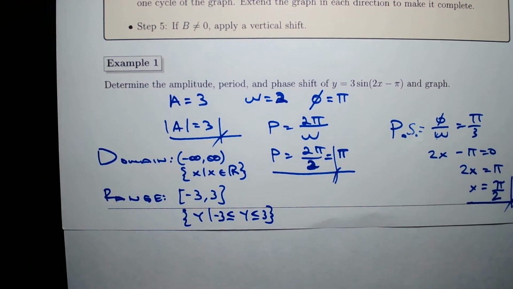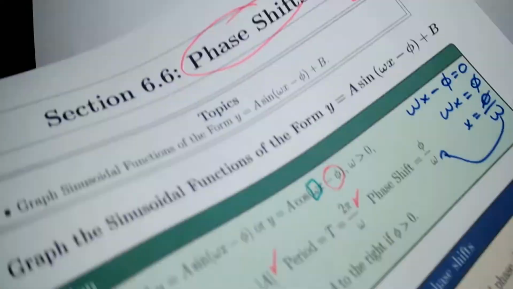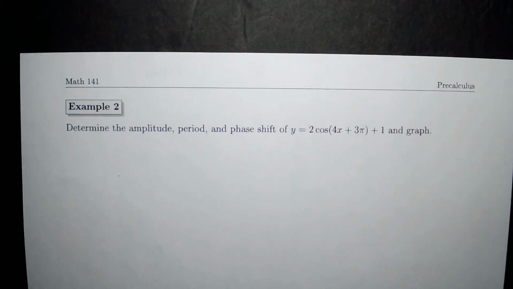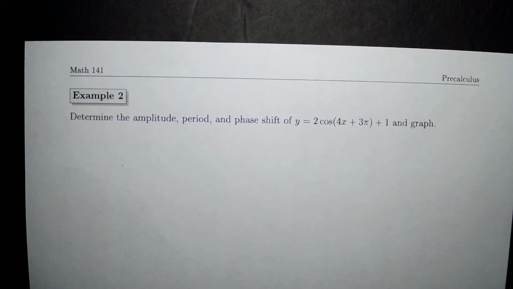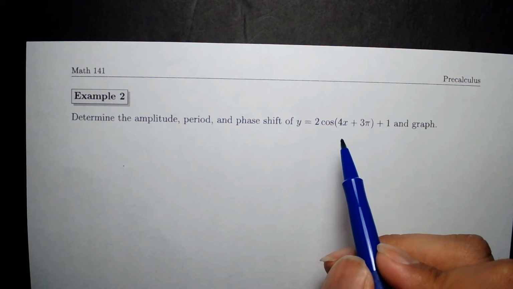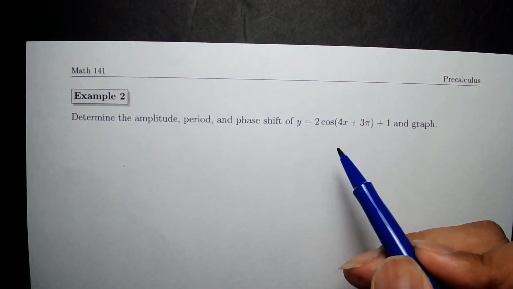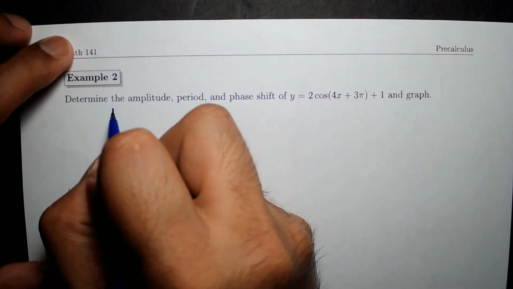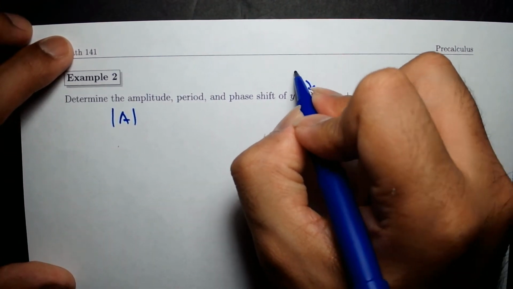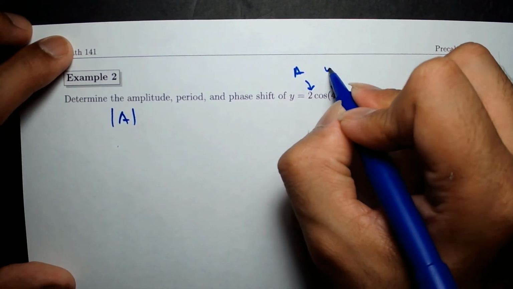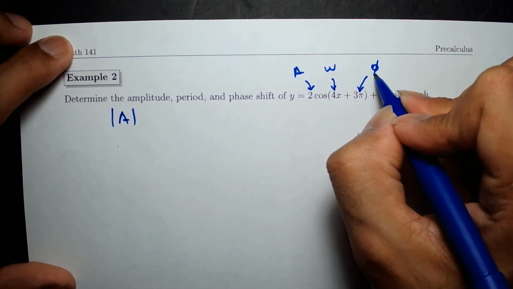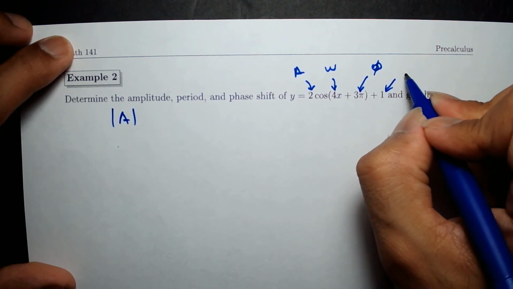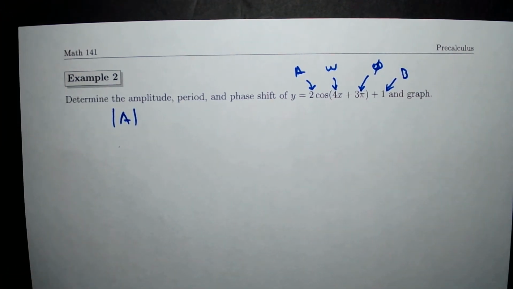Let's move on to the next and last example. This is a very short section. Determine the amplitude, period, and phase shift of this given function. Our root function will be the cosine function. From the amplitude, the absolute value of a, this is a, this is omega, this is phi, and this I believe was B, big B, from the previous example.